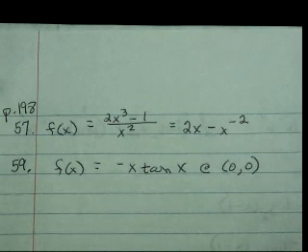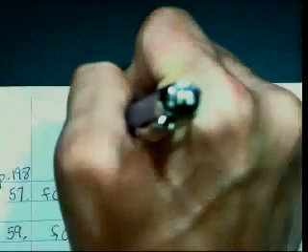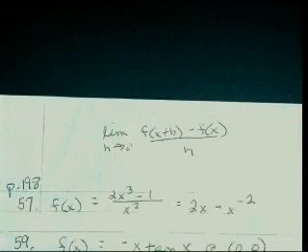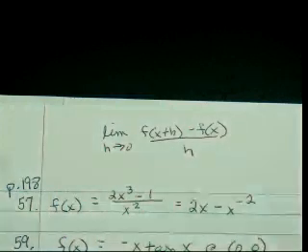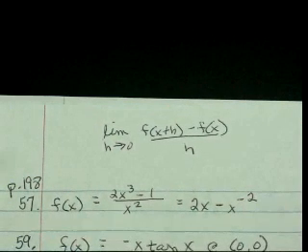Number 1 says find the derivative by the definition. You know what I mean by that? Use the limit as h goes to 0 of f of x plus h minus f of x divided by h. You're used to delta x, same thing. All right. So number 1 on the test, you have to use the definition of the derivative.